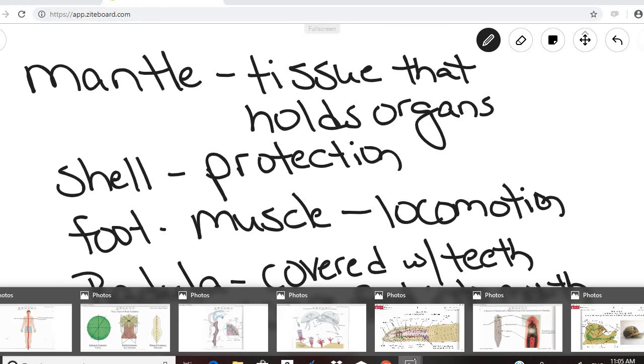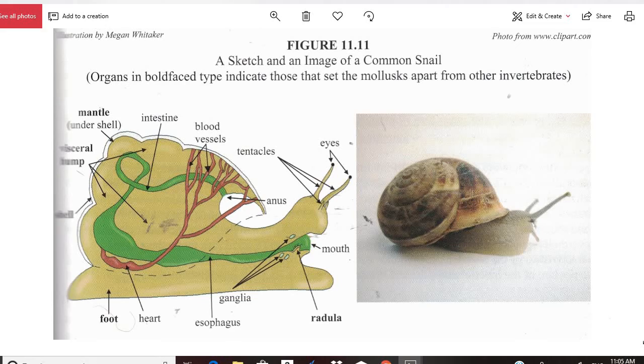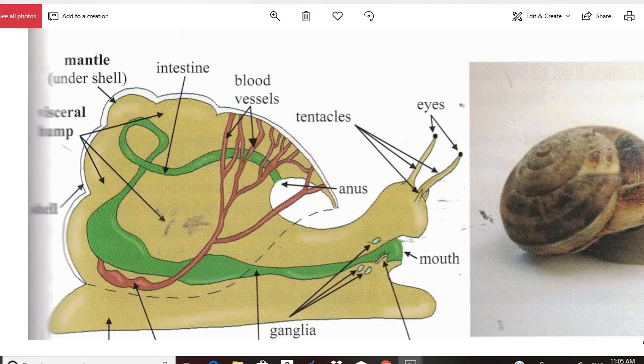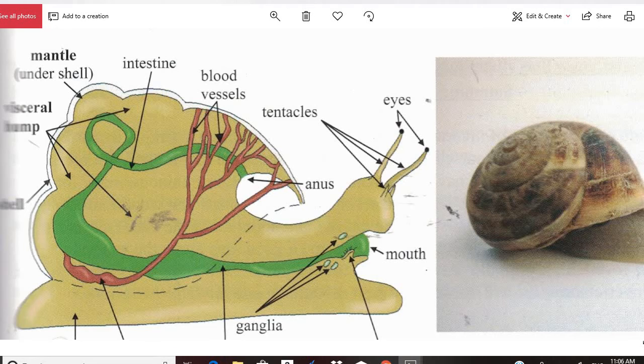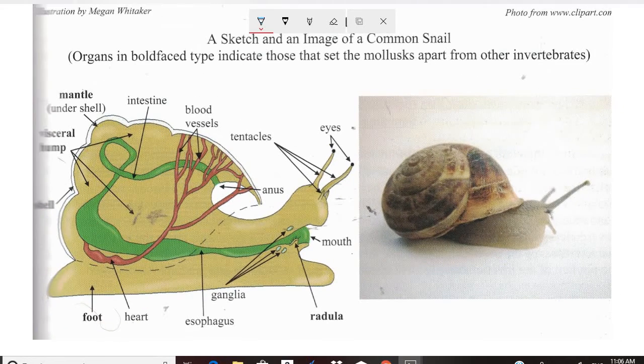So if we look at this figure of a snail as an example of a member of phylum Mollusca, they have tentacles. Most of the organisms in this phyla do have tentacles. Some of them might be larger tentacles than others, but they do have tentacles. And in the case of a snail, the tentacles are on the head, and they actually have eyes on the ends of those tentacles. But here I want you to see the mantle.